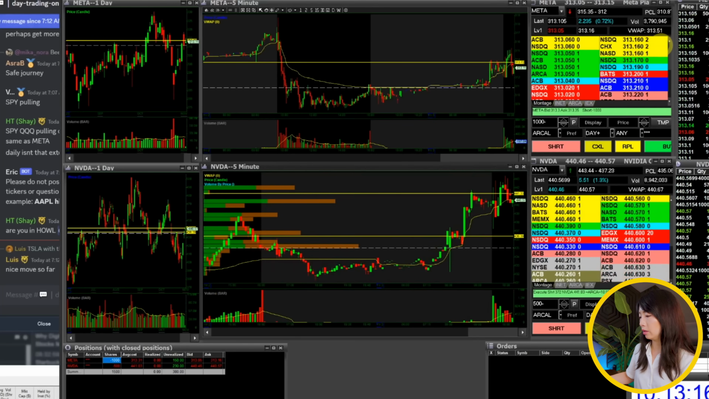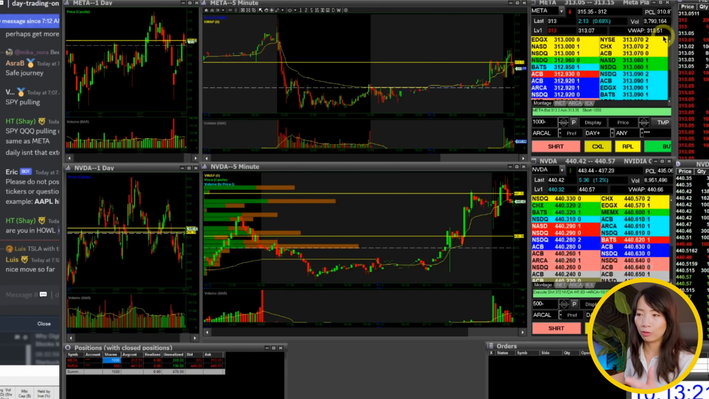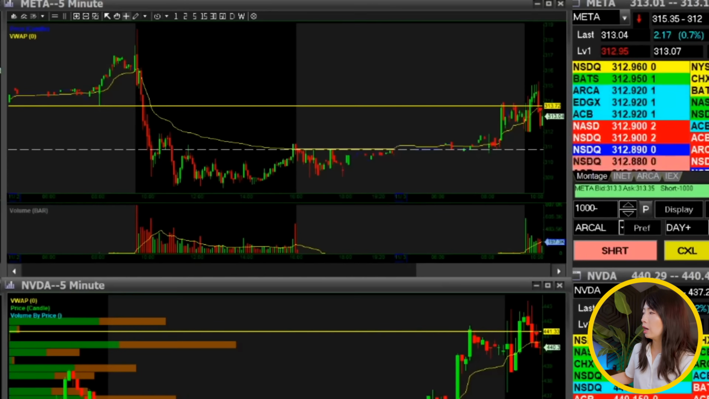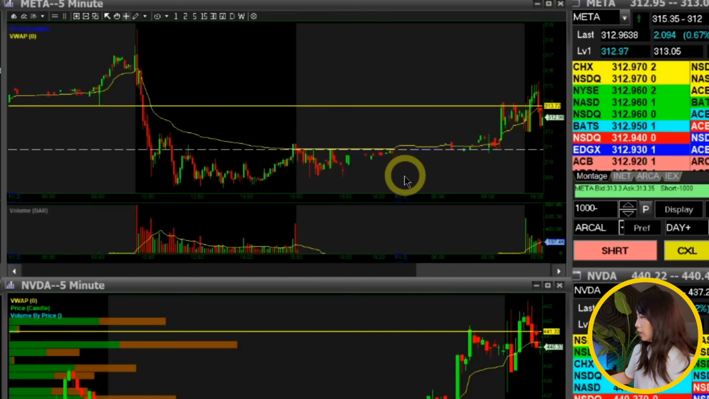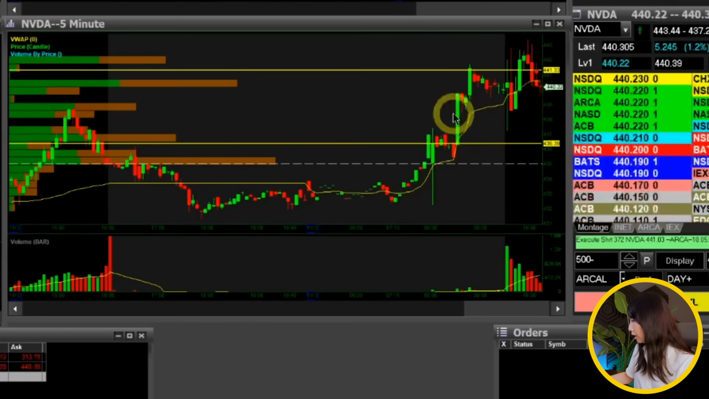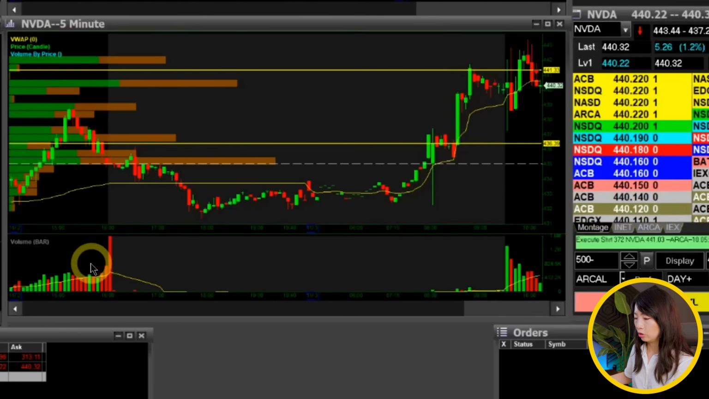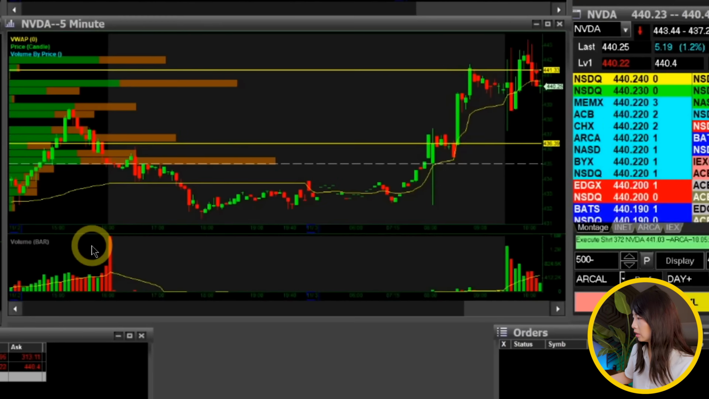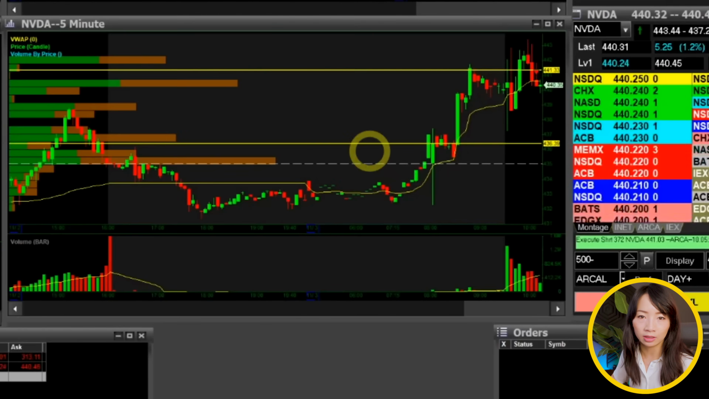So that's the reason I think I should have, instead of holding on for the big move, covered a little bit more earlier with a breakdown on Meta down to 312. And NVIDIA, you can see it's breaking down to like 440 now. I didn't add to NVIDIA stock, not yet. But that's the reason I was hesitating on adding to bigger size.